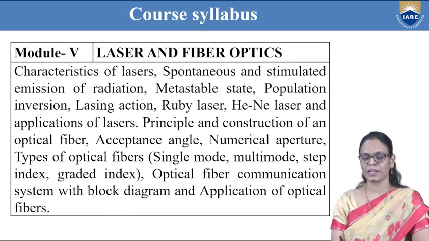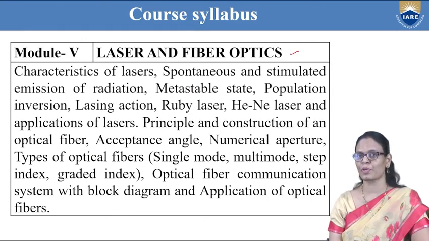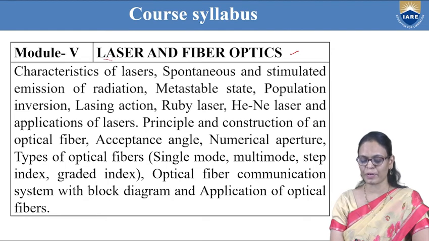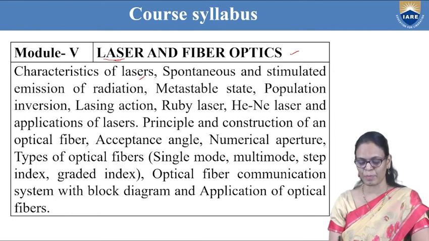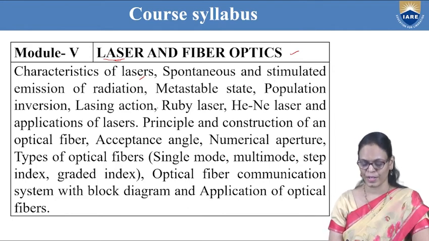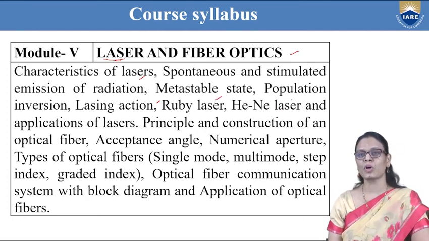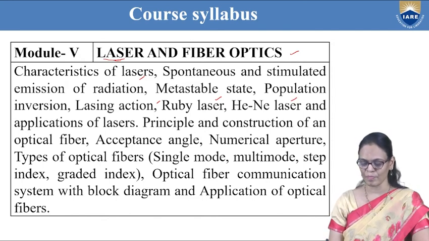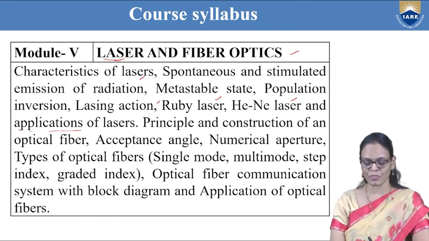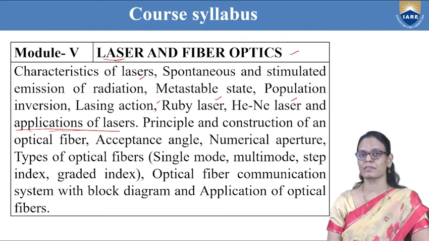The fifth module, the last module, is laser and fiber optics. So in the first part, we'll see about laser. What are the characteristics of laser and the phenomena, spontaneous and stimulated emission, metastable state, the terms that are involved here. Metastable state, population inversion, lasing action. Then two different types of laser. One is the solid laser, that is ruby laser, and the helium neon laser, which is a gas laser. And also understand the applications of laser in different fields.